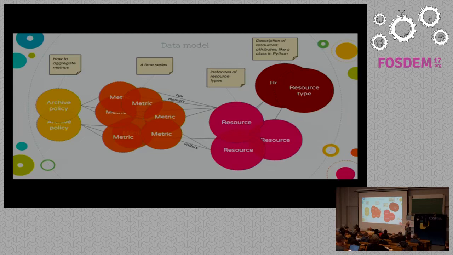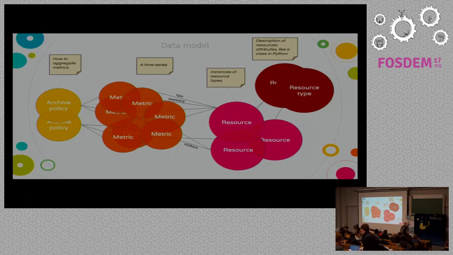So the metric, the orange one, is pretty obvious that these are the time series where you store the metrics in Gnocchi. So this is pretty easy to understand. In Gnocchi, everything is pre-aggregated. So when you send metrics to the database, to Gnocchi, it is going to compute things like the minimum, the maximum, the average, all these kind of things in advance.